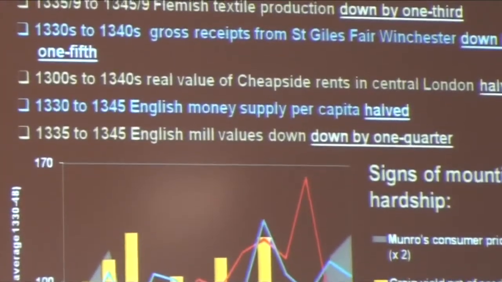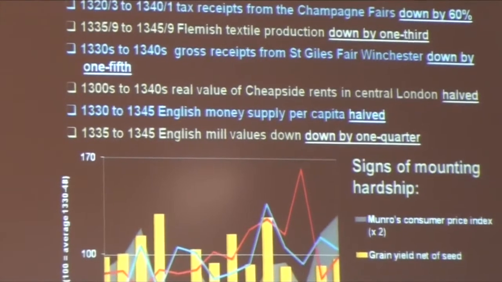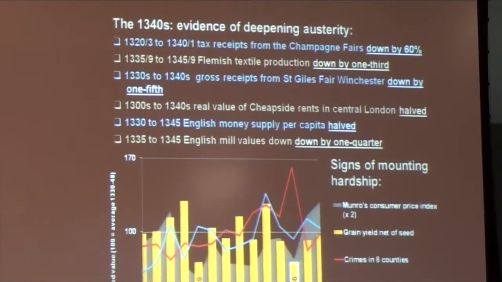Money supply per person is down by half between 1330 and 1345. This is a massive export. And the value just of ordinary corn mills is down by 1/4. And so in the 1340s we find signs of mounting hardship. Wealth is being siphoned off from ordinary taxpayers to the crown in order to further the dynastic ambitions of Edward III.